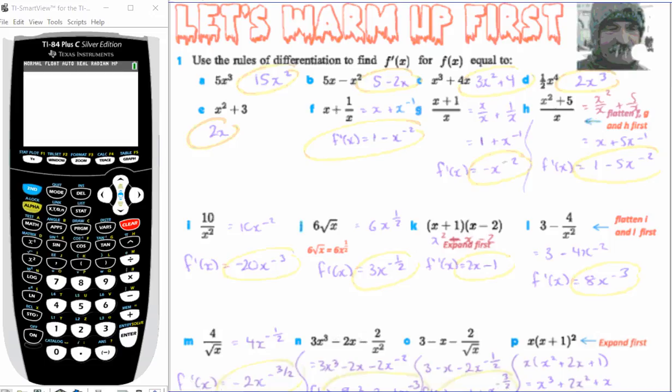Welcome to the lesson on optimization. As usual, let's warm up first. So if you feel quite confident with what you've been doing the last two lessons, you might want to pause and try these out yourself and then just check them as you go. But I'll quickly talk you through them too.